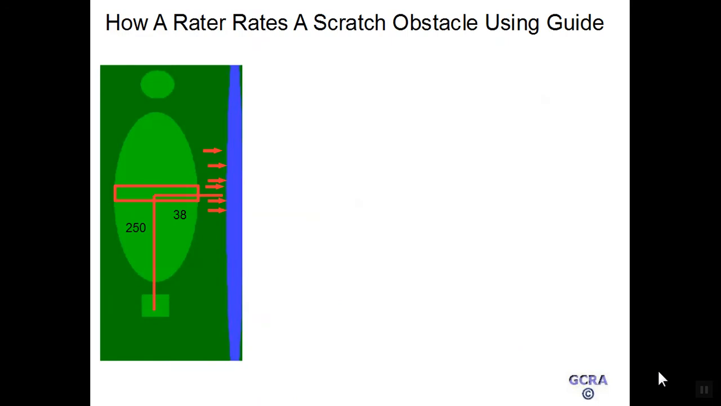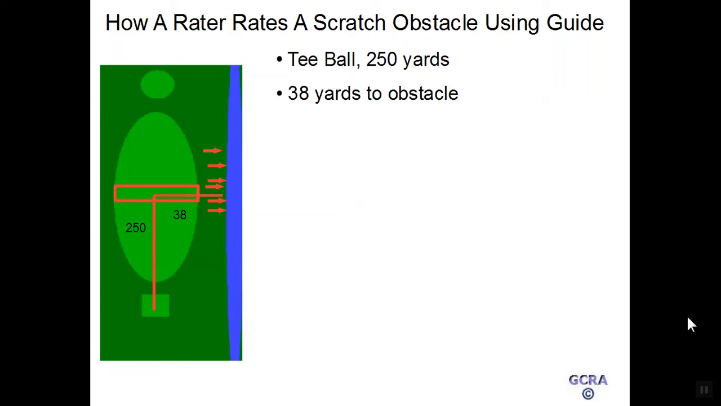Here's how a rater would rate the scratch obstacle on this area of this golf hole. First of all, we see we've got a tee ball. This is for the scratch, 250 yards. And over to the right, 38 yards is the obstacle. Those red arrows pointing down toward the obstacle indicate that it's a bounce, and a ball could bounce downhill. It could bounce into the obstacle.